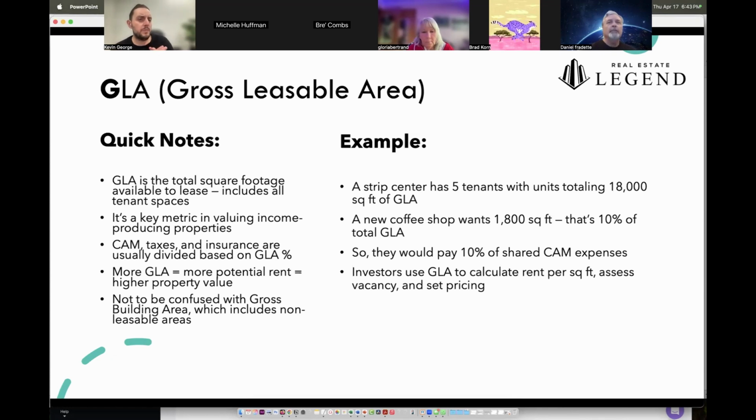So a lot of times what sellers do is they'll go to like last year's CAM and then they'll estimate this year's CAM. They'll say last year we spent this much. So this year we're going to charge you X amount because we're estimating it's going to be about the same. And then they'll go from there. So yeah, the more square footage you're taking up, the more GLA you're taking up, and then the more kind of everything else kind of goes with that. So it's the total square footage available to lease. And it's definitely very, very important to understand that. Okay. So that's GLA. It's pretty much the amount of space you're taking.